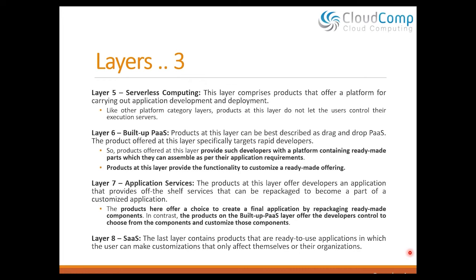And then we come on to layer 6. The product at this layer provides the developer with a platform containing ready-made parts, like Azure Logic App, which has the coordinate 6C. Then layer 7 is the application services layer.